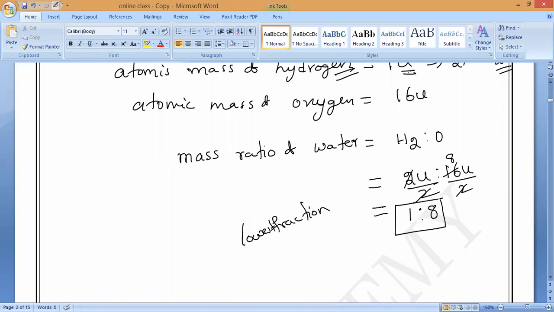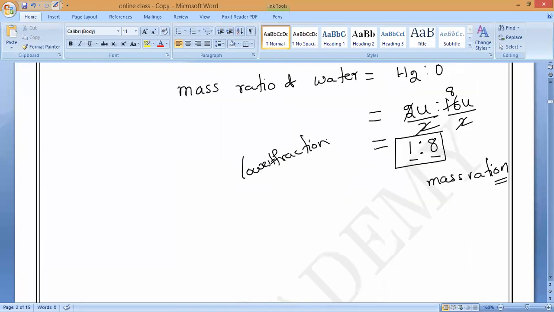So if you go anywhere in the world, the mass ratio of hydrogen and oxygen in water is always 1 is to 8. Will you be able to remember? Everywhere in the world, the mass ratio of hydrogen and oxygen in water is 1 is to 8 only. Clear?